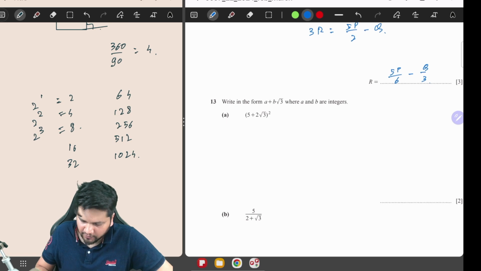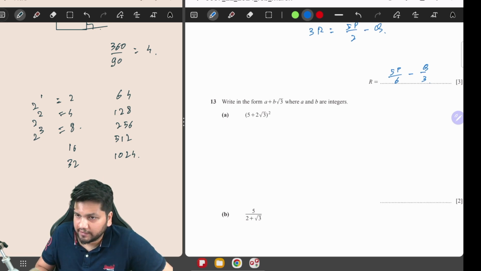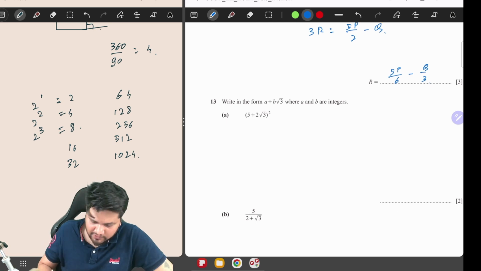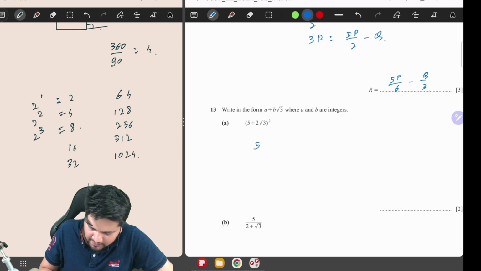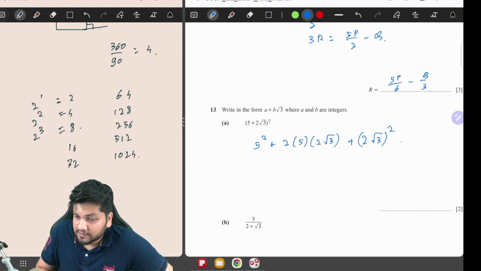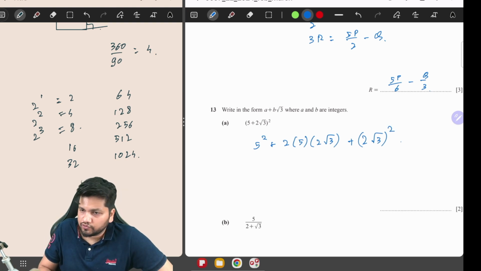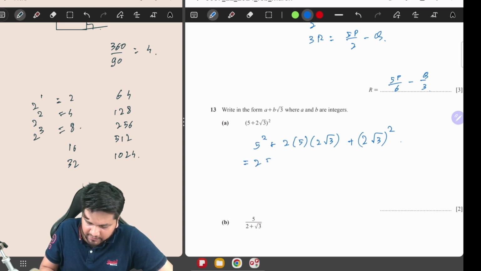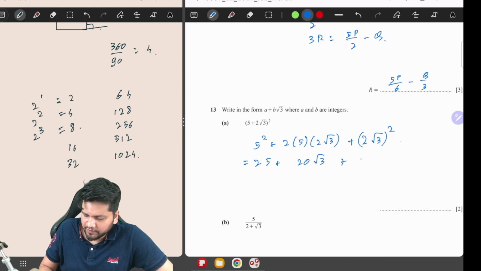Write in the form of a plus b root 3, where a and b are integers. 5 plus 2 root 3 whole square. Just an expansion. It's going to be a square plus 2ab plus b square. So 5 square plus 2 times. Use brackets in this. If you use brackets, there is less chance of making a silly mistake. Even if it is not necessary here, I'm still using brackets just to avoid mistakes. So it's going to be 25 plus 20 root 3 plus, square this, 4 into 3, 12. So the answer is 37 plus 20 root 3.